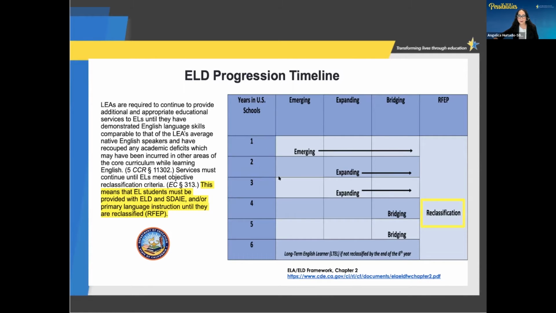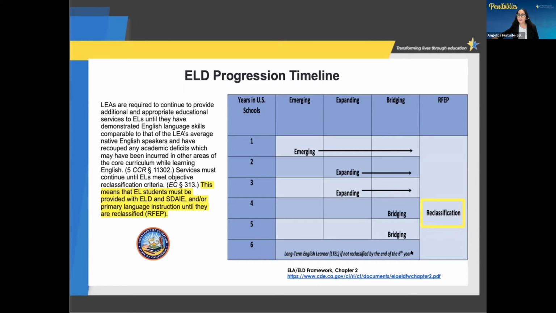And of course, at some point, they might end up staying maybe at the expanding level for 2 years because the standards are very deep. And so the goal is to reclassify our EL students if they've been in our US school system since kindergarten or TK, that they reclassify before they leave elementary school. And so if by the 6th year they're not reclassified and they've been in our US school system since TK or kindergarten, then they are considered long-term English learners.